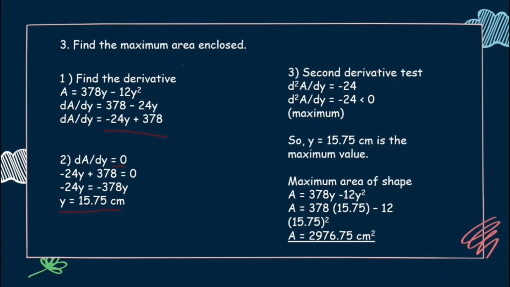The third step is we have to do the second derivative test. In this second derivative test, we have to see whether the value that we get is less than 0 or more than 0. If the value is less than 0, it will be the maximum value. But if the value is more than 0, it will be the minimum value. In this case, we get negative 24, so it is a maximum value. So we have to find the maximum area of the shape. We just put the value of y in this equation, and finally we get A equal to 2976.75 cm². So that's all for me, my friends.